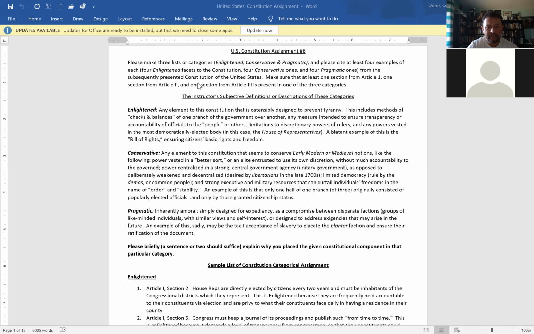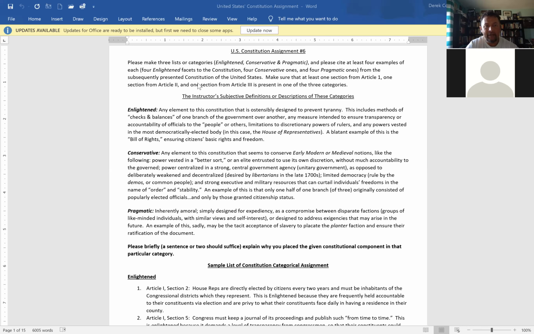An example of this is that only 1/2 of one branch originally consisted of properly elected officials, and only by those granted citizenship status. So to me, that's an example of a conservative facet to the Constitution. And I ask that you choose 4, okay, for that one as well.